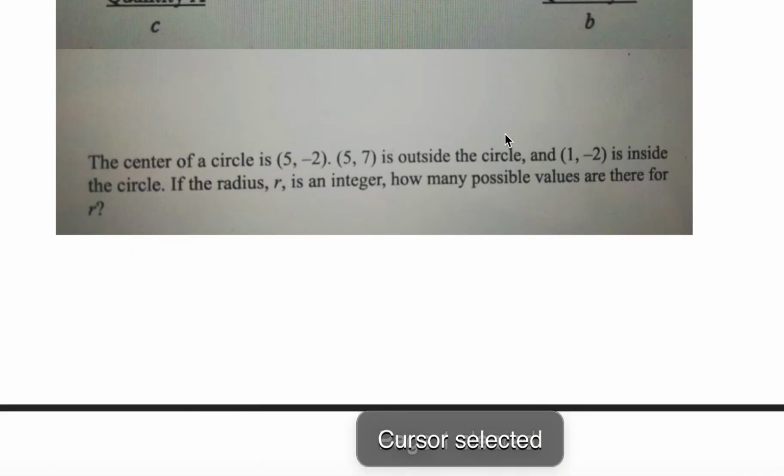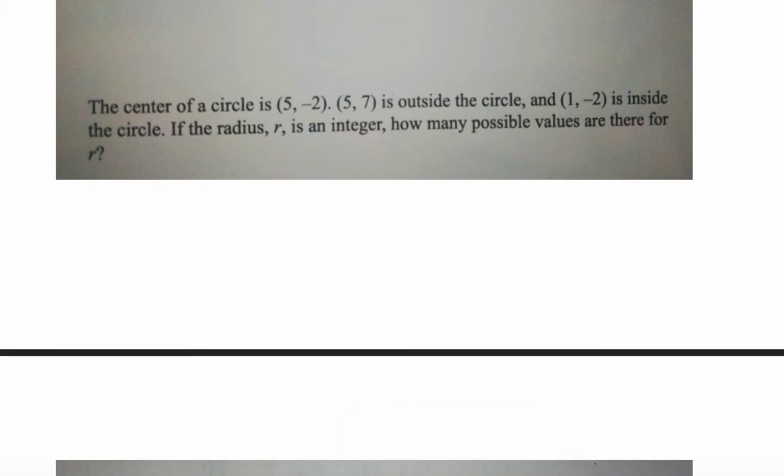Now let's move toward the third question. Honestly, when I was preparing for the GRE, I considered a question like this, which has two to three sentences, very difficult, but honestly it was not the case when I read it. The center of the circle is (5, -2), (5, 7) is outside the circle and (1, -2) is inside the circle. If the radius r is an integer, how many possible values are there for r? So the possible values can be 1 or more than 1.